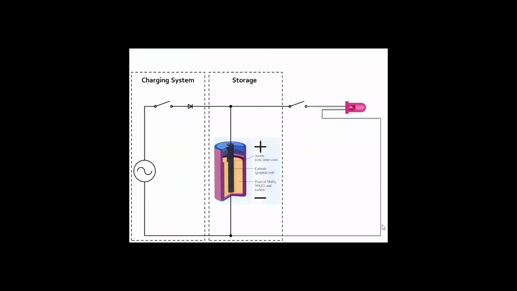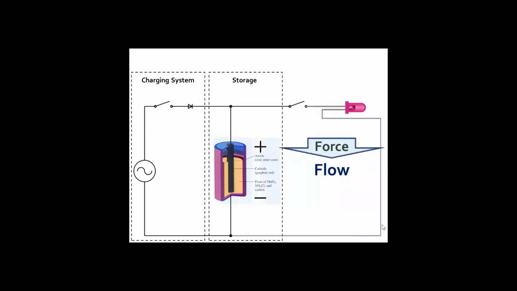So remember, our water system had a charging system and it had storage. So we would use the charging system to charge the battery or to directly power the light. And basically the end result here, or the desired result, is flow, electron flow.